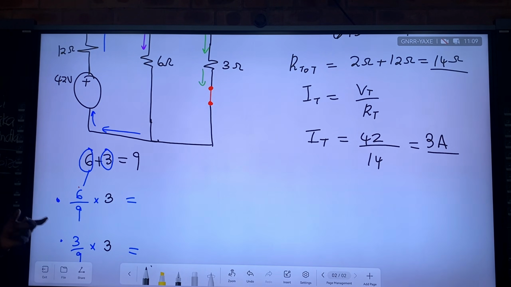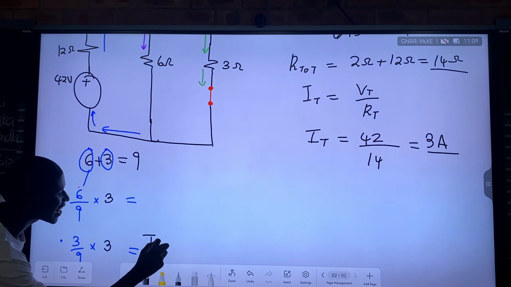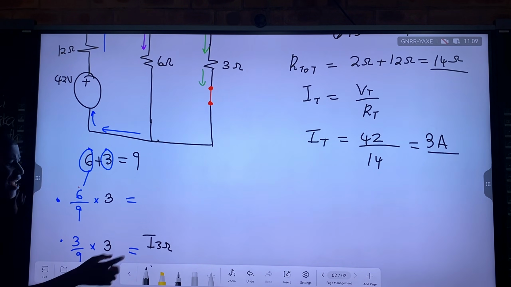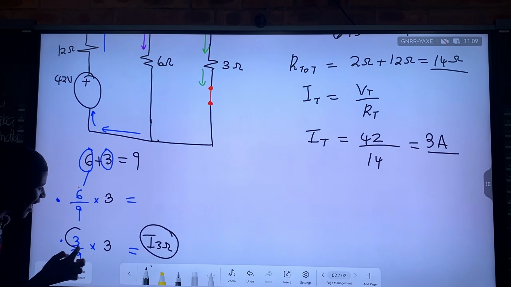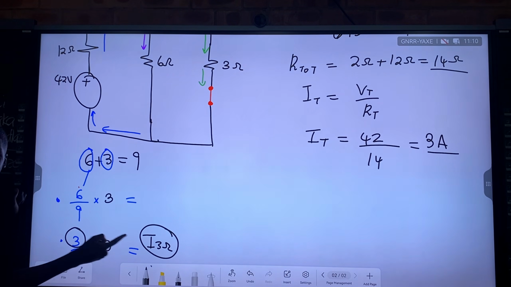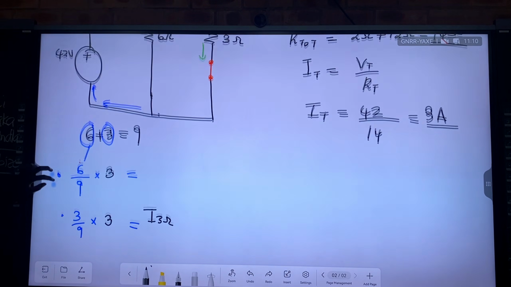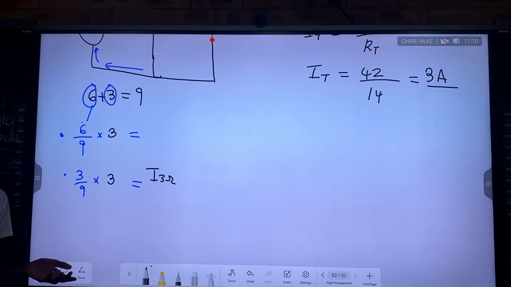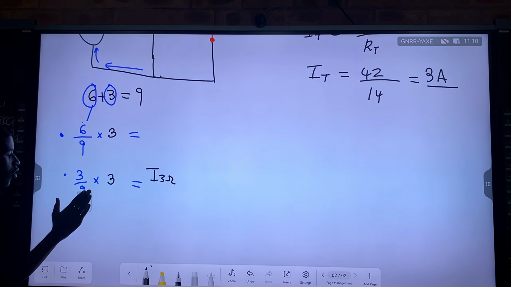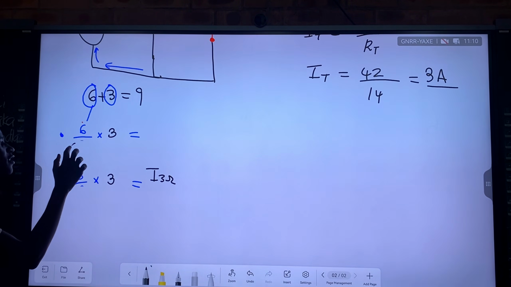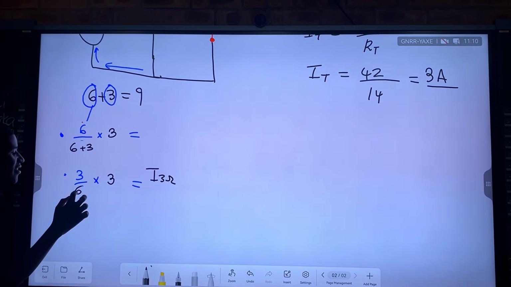You are missing the point of inversely proportional, because mathematically that would be wrong. Once I say this is the current of the 3 ohms resistor, you assume that these two things are what? They are directly proportional because they are in the same numerator. But if you inverse it, you assume that they are what? They are inversely proportional. Remember this 6 plus this 9, we get it from 6 plus 3.